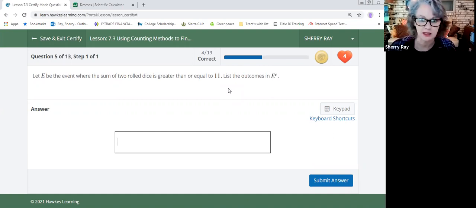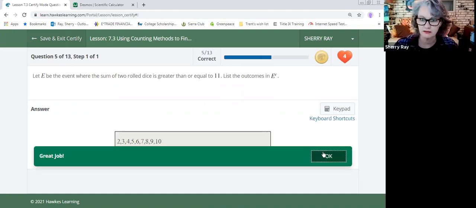So if E is the sum of the 2 dice is greater than or equal to 11, that would be 11 or 12, then everything in the complement would be a 2 if you had a 1 on each, 3, 4, 5, 6, 7, 8, 9, and 10. Next one.